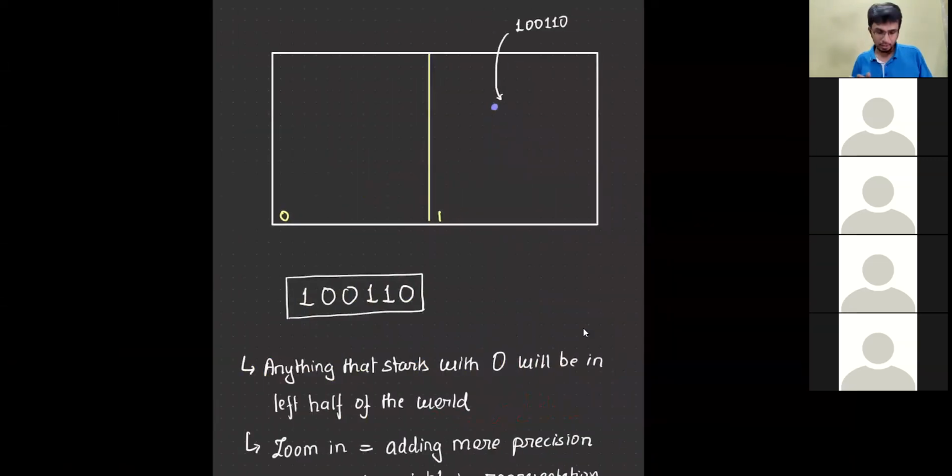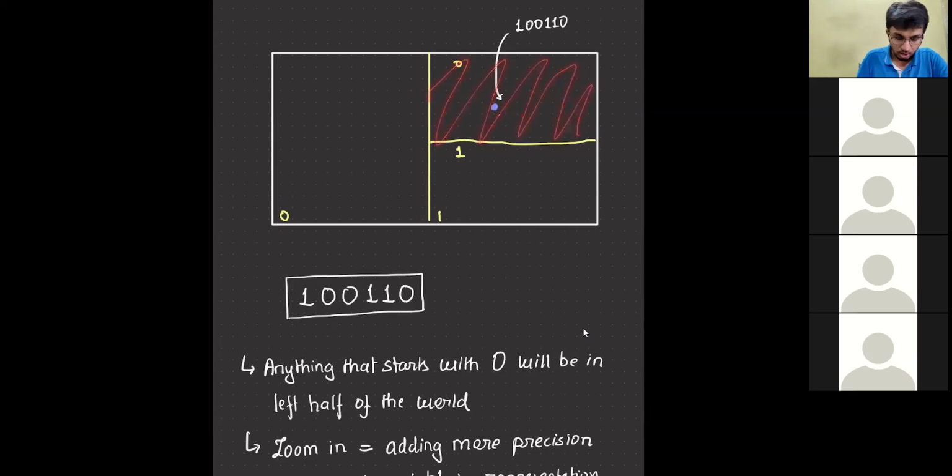Now if we keep a very close eye on the prefix, we see that all the points that lie on the right half of the world will always start with 1. Remember, now if I make a horizontal split over here and I say this as 0, this as 1, all the points that lie in this part of the world will all start with a 1 and a 0.